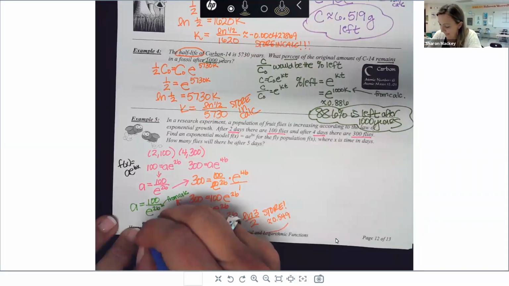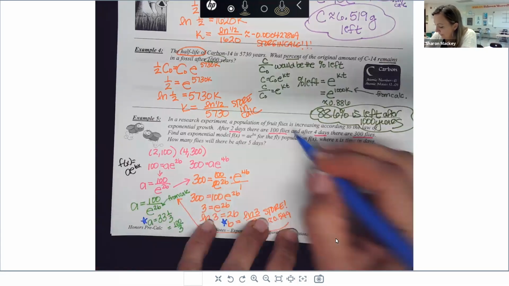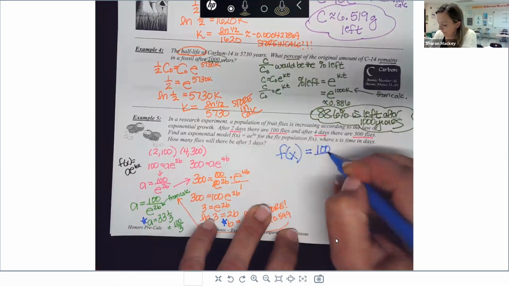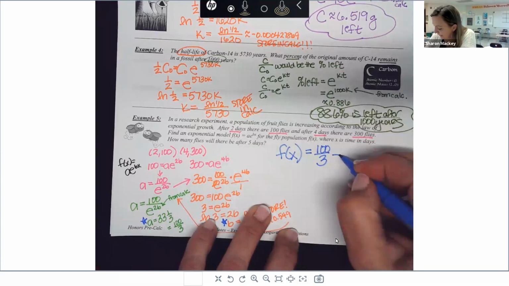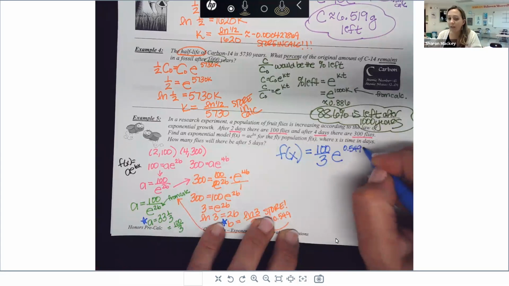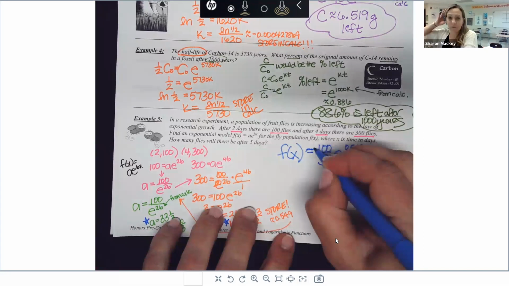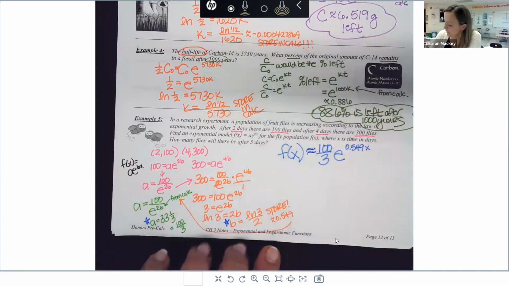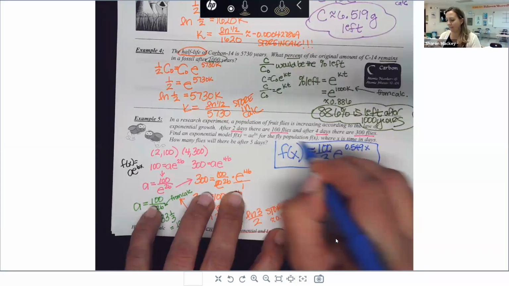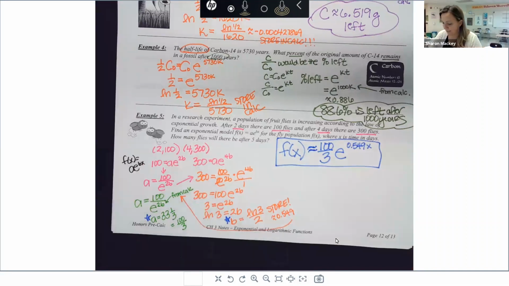But you're going to use those pieces to write your equation. Notice that you have your a and you have your b value. So your model would be f of x equals 100/3, or 33 1/3, times e to the 0.549x. Okay, so here I'd let you round. I might even make this approximately equal to because of that. All right, so this is our model for the fly population. So we did that by using the 2 given points and creating a system of equations.